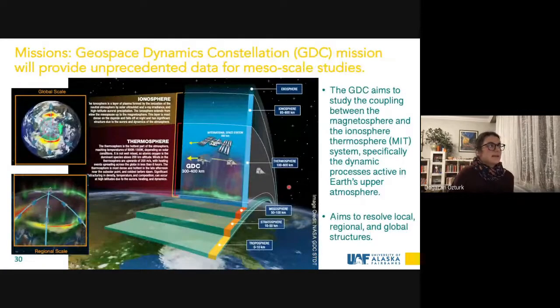And the other mission that I want to talk about is the Geospace Dynamics Constellation mission, which will provide, again, unprecedented data for mesoscale studies because of the amount of instruments it has dedicated to measure the ionosphere and thermospheric plasma parameters. This GDC mission aims to resolve local, regional, and global structures, which will help us understand the dynamic aurora much better.